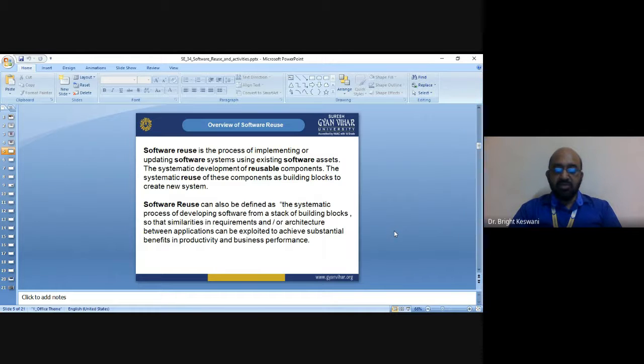Software reuse has also been defined more fully as the systematic process of developing software from a stock of building blocks, so that similarities in requirements and architecture between applications can be exploited to achieve substantial benefits in productivity, quality, and business performance. So, software reuse is an important concept of software engineering.